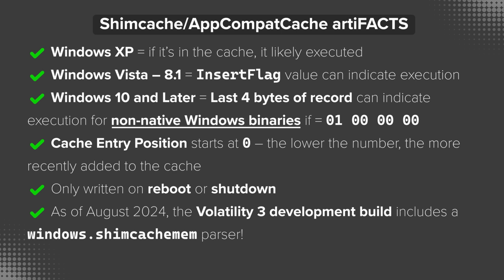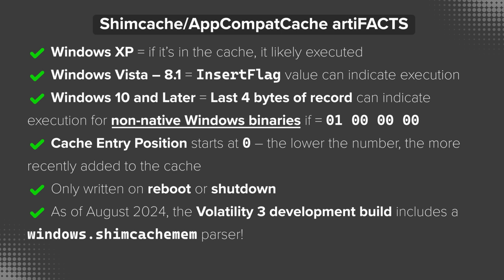But of course, there's a caveat. This only applies to non-native Windows binaries. So we're not talking about things like cmd.exe and PowerShell.exe or regedit or things like that. We're talking about non-native Windows binaries. So a threat actor drops a.exe on the system. Well, if a.exe was executed, it probably is going to have that value of 01000000. And then if you use Zimmerman's tool, AppCompatCacheParser.exe, to parse the Shimcache, you're probably going to see a yes next to that binary.